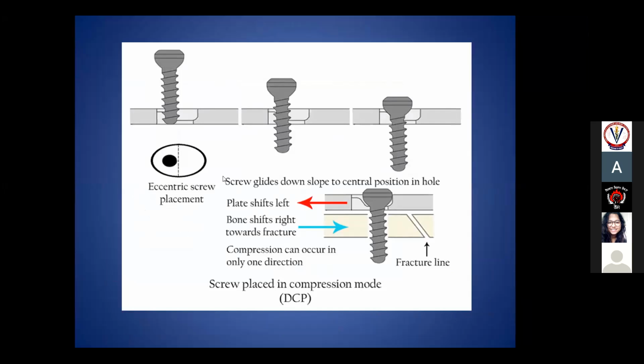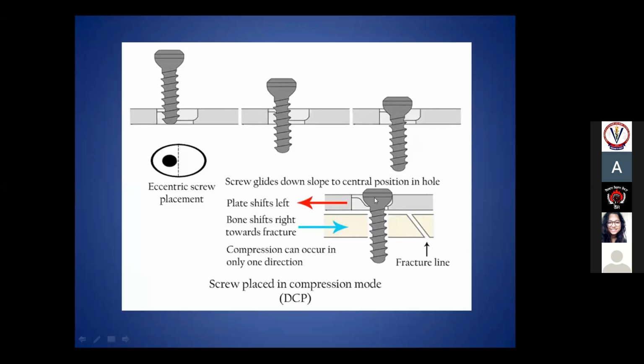When you do the same with a loaded guide, when you want compression, you are not drilling the hole in the center. You are drilling the hole eccentrically. Now you are fixing the screw. This is the plate and this is the bone. Now the screw is being fixed.